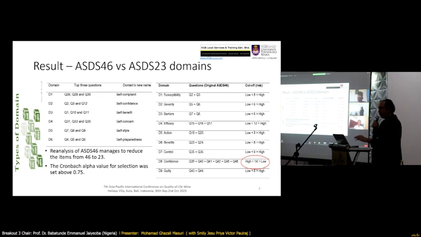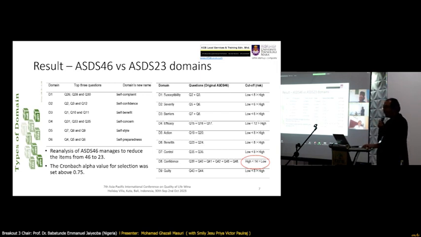On the right table, we can see the 9 new domains with the new names, and the new numbering with the cut-off value. Everybody can see that there is a red circle over there, domain number 8, which is confidence. We can see that there is a reverse question. In a questionnaire, it is strongly recommended to have a reverse question to avoid respondents giving a false response. So this is a good indicator and a good strategy when we develop a questionnaire, to make sure that we have positive and negative questions.